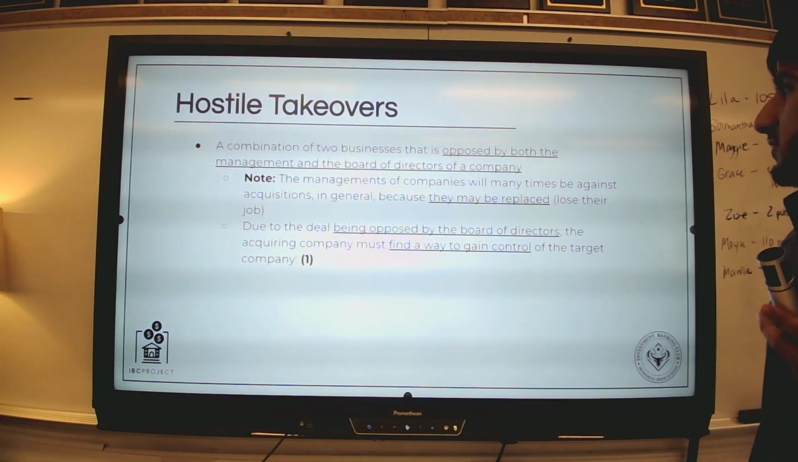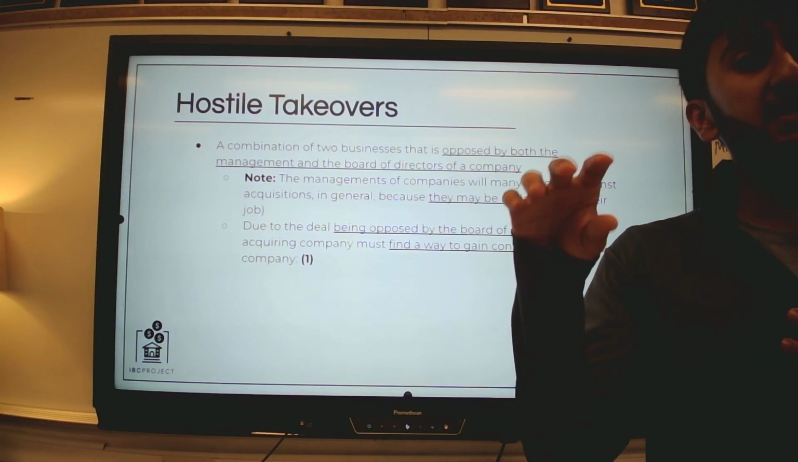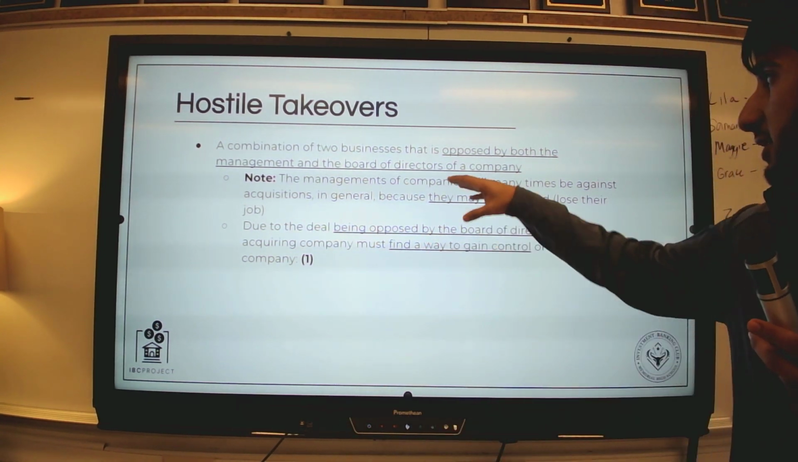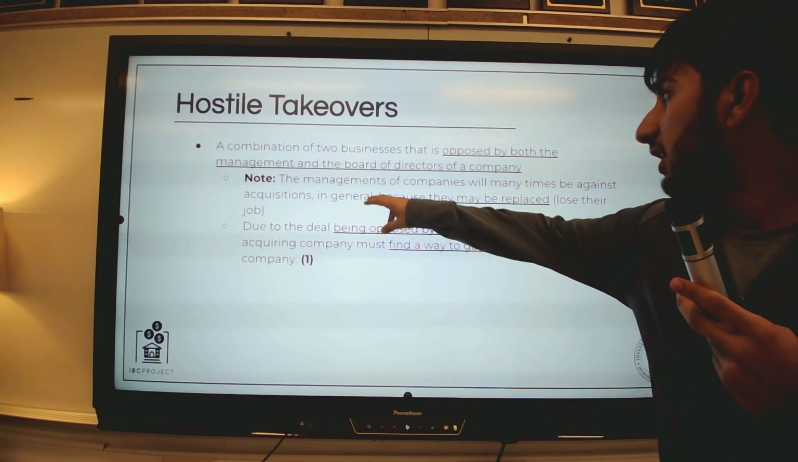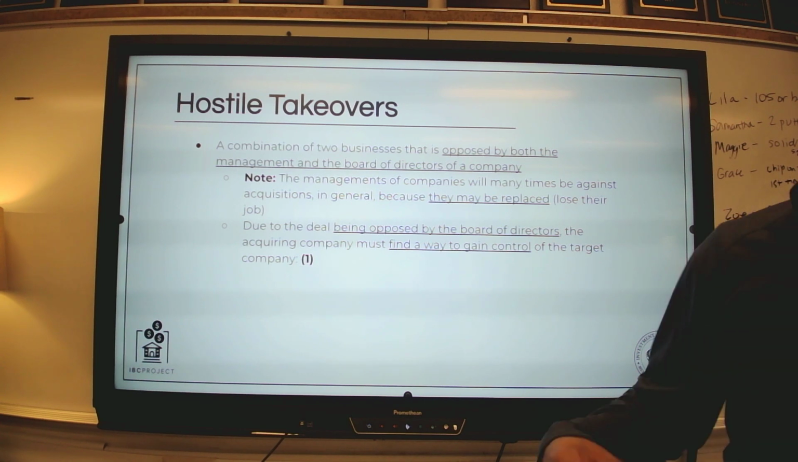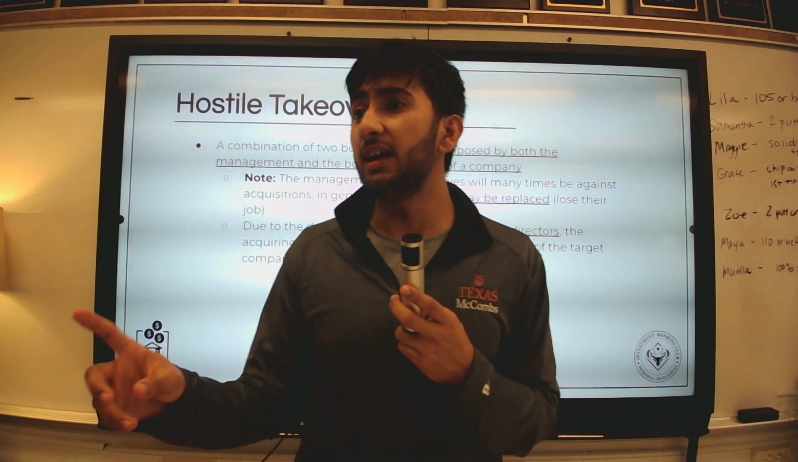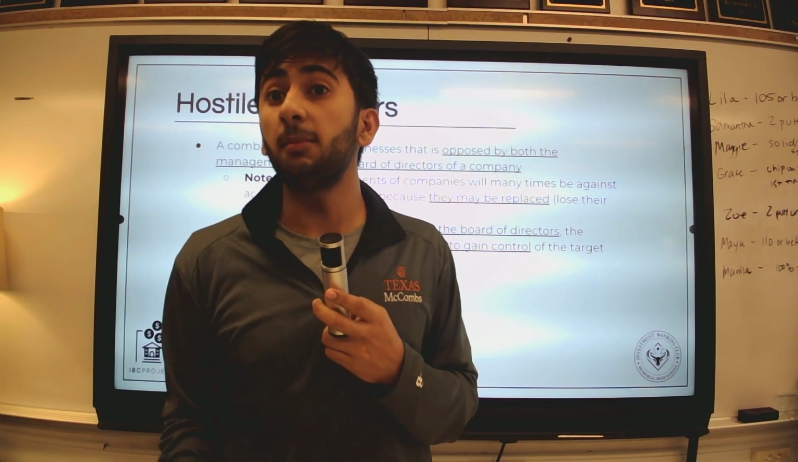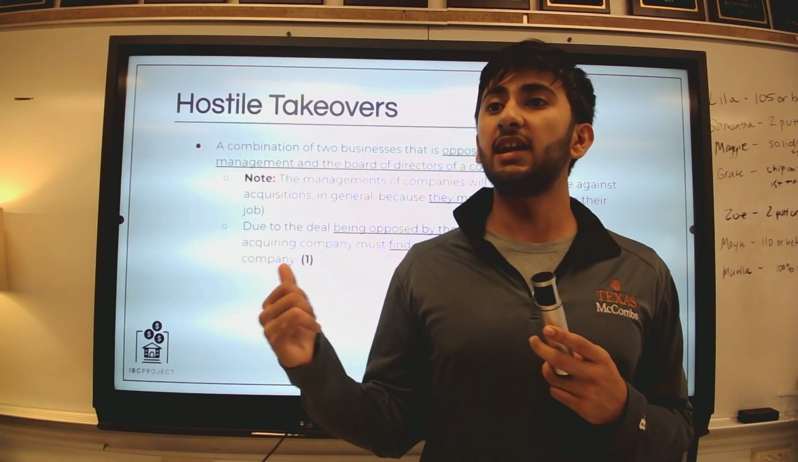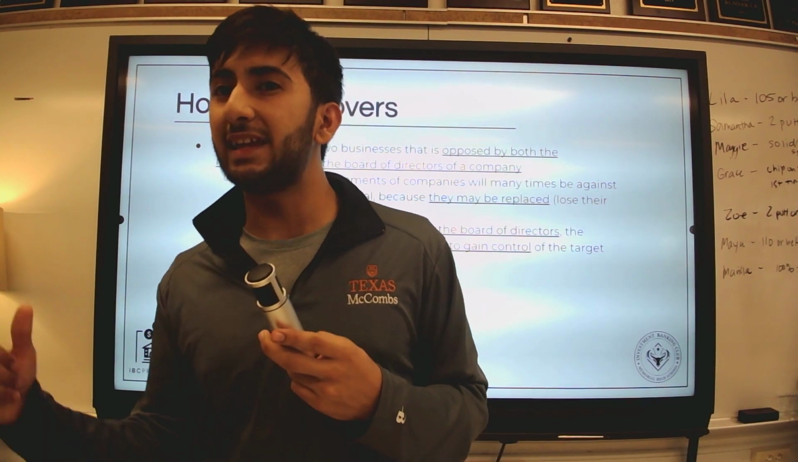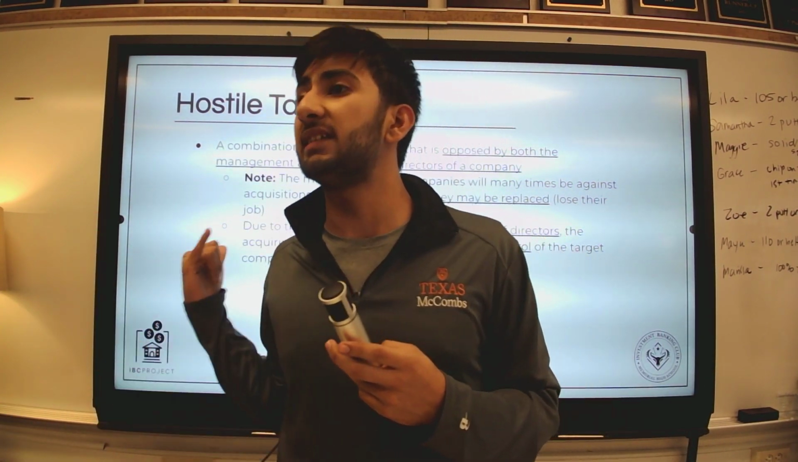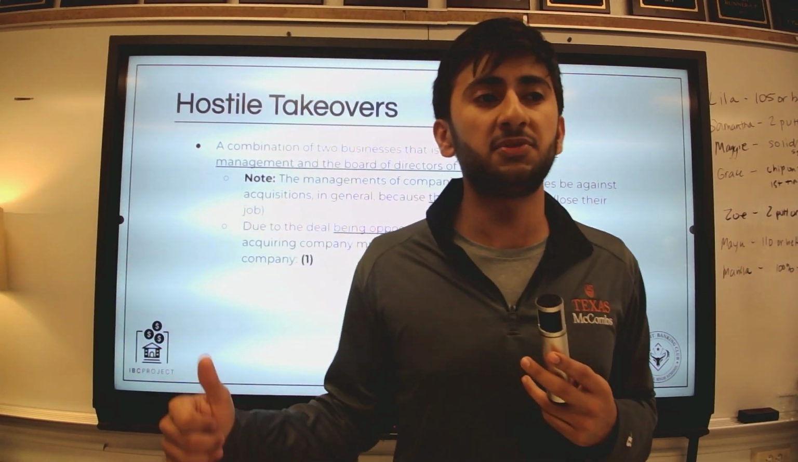Hostile takeovers are a combination of two businesses that are opposed by both the management and the board of directors of a company. Note that the management of the companies will many times be against acquisitions because they might lose their jobs. But we're going to talk about golden parachutes in a second. That's a kind of shark repellent that ensures management get some kind of compensation in the case something like this happens and may have job security.